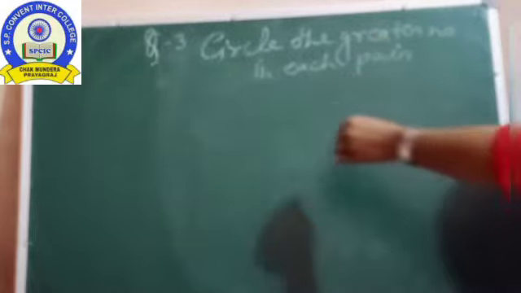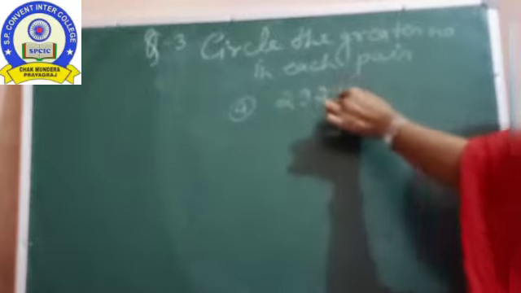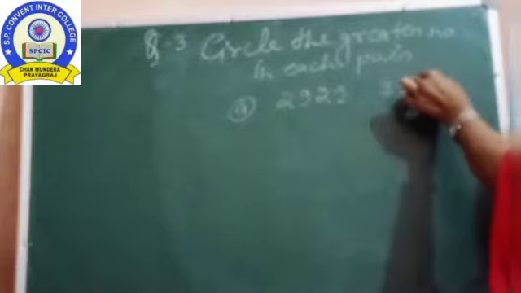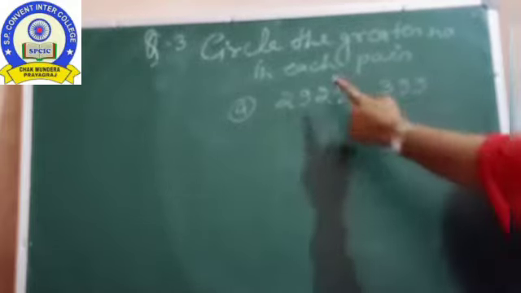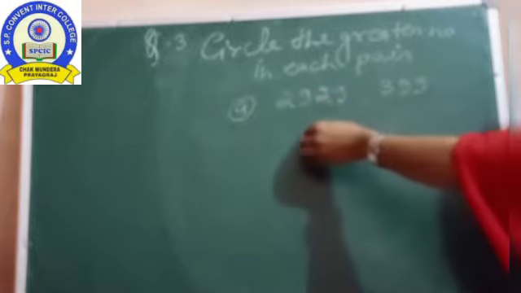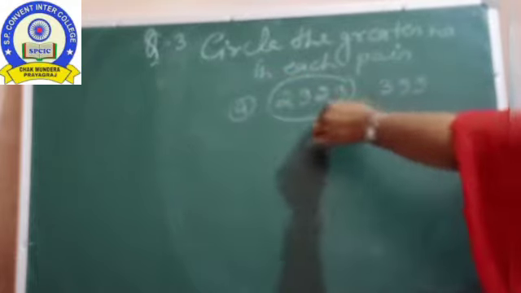Here the question is given: 2929 and 399. Which is greater? It has 3 digits and it has 4 digits. It means this is greater. You have to circle it.